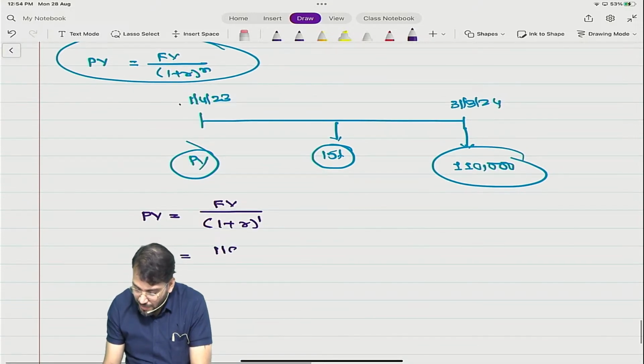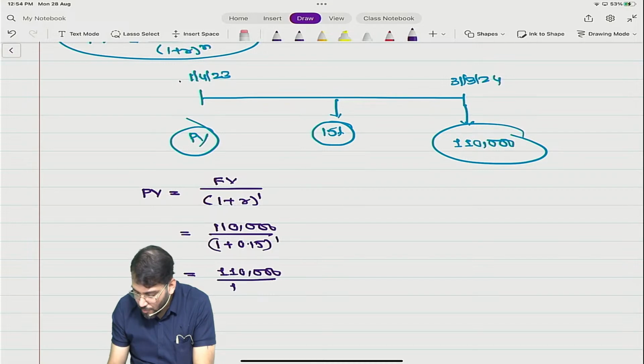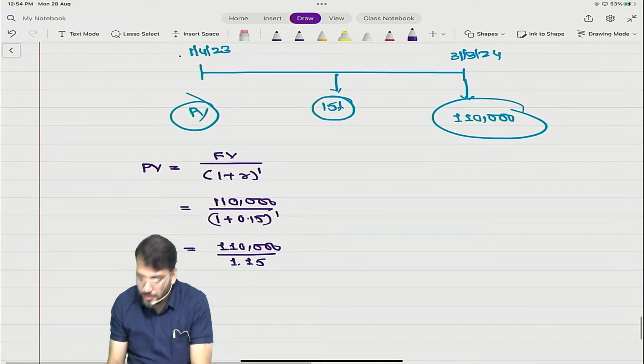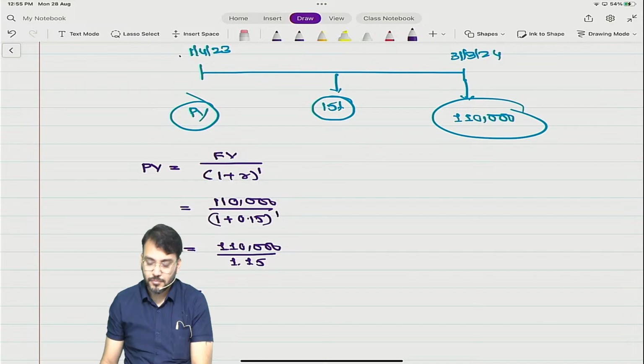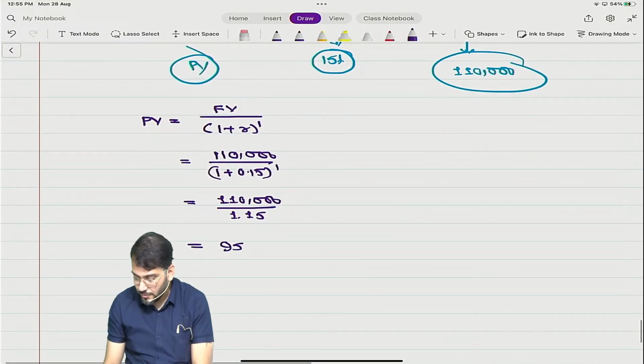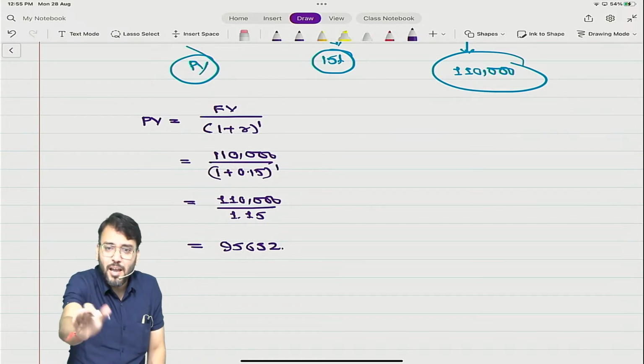So future value was 1 lakh 10,000. It is 1 plus 0.15 to the power 1. It means 1 lakh 10,000 divided by 1.15. Now solve it. What amount are you getting? 95,652. Okay.